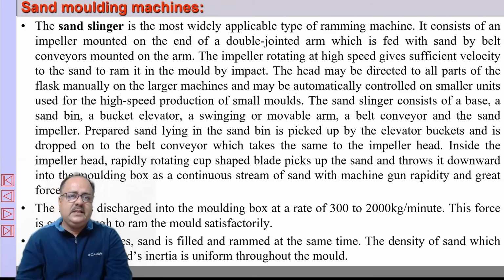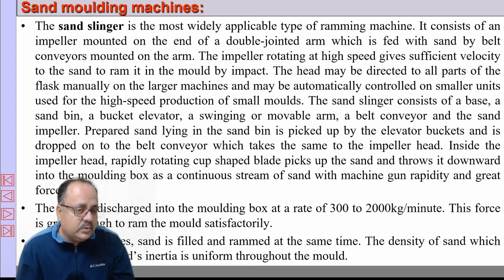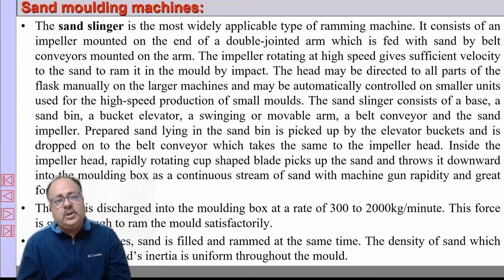Then we have the sand slinger. In the sand slinger, basically in a mechanized foundry where a large number of molds are made, there is a conveyor which carries the sand, and there is a bucket. It looks like a Pelton wheel bucket. The bucket picks up the sand and throws it inside the mold. By the impact of this throw, the sand will be tightly packed near the pattern. So the density is fairly uniform. Such type of molding is called the sand slinging process.